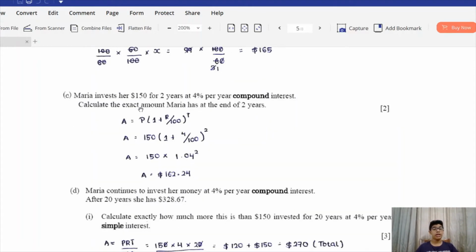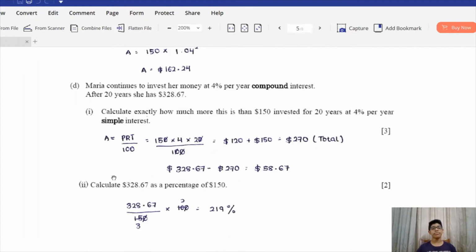Okay. Part C. Maria invests $150 for 2 years at 4% per year compound interest. Calculate the exact amount Maria has at the end of 2 years. So we're going to just write the compound interest formula. We're going to substitute the values in it, solve what's in the bracket, and square it and multiply it by 150. So basically 150 times 1.04 squared, and we get that the final amount Maria had at the end of 2 years, the exact amount, is $162.24.